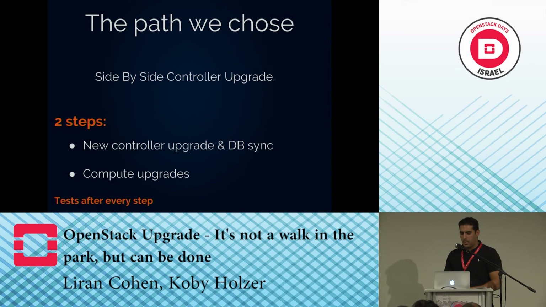For this upgrade, we have two steps. One step is the new controller upgrade and the DB sync, and the second one is the compute upgrade. The first step is we are going to build a new controller with all the components that we need for the new version that we want to run. And then the second step, we are going to do an in-place upgrade using some kind of grouping that will allow us to keep the services we are running on top of the cloud available with no downtime.